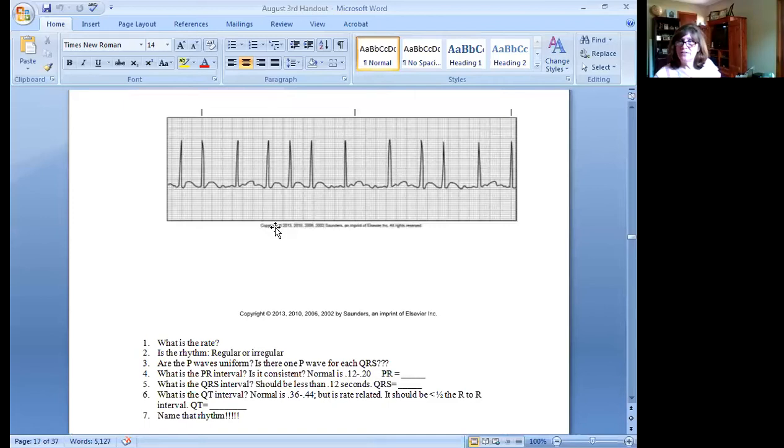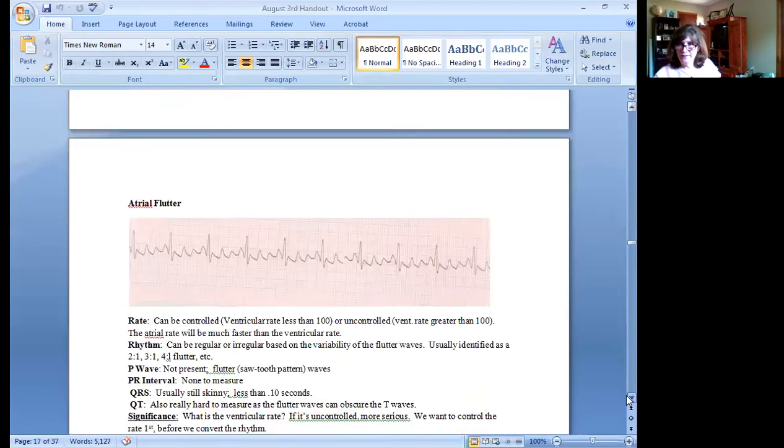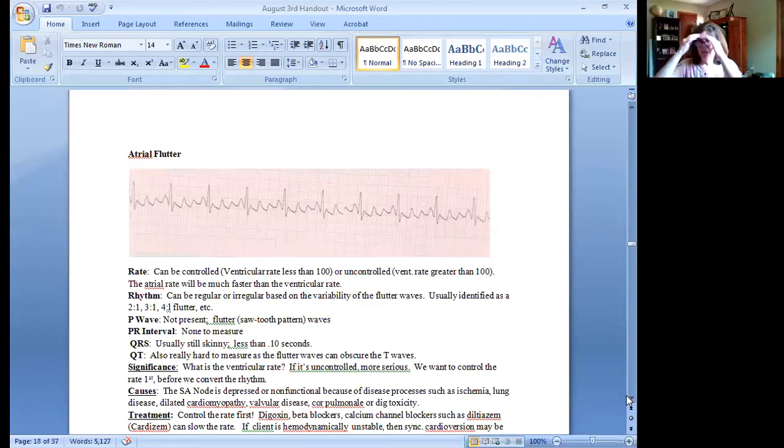This rhythm is AFib, atrial fibrillation. And the problems are, I've lost my atrial kick. I have the propensity to clot, and for a stroke.